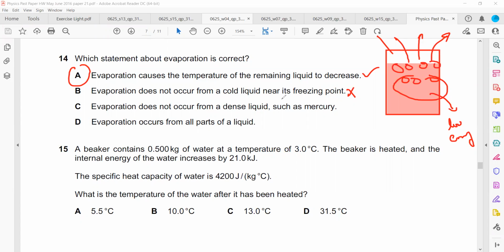Evaporation does not occur for dense liquids such as mercury. That's also wrong. Evaporation occurs for all kinds of liquid, whether low density or high density. All liquids evaporate. The amount or rate may vary, but evaporation is for all of them. Evaporation occurs from all parts of the liquid. That's also wrong. Evaporation only occurs at the surface. Is it clear? Question 14.